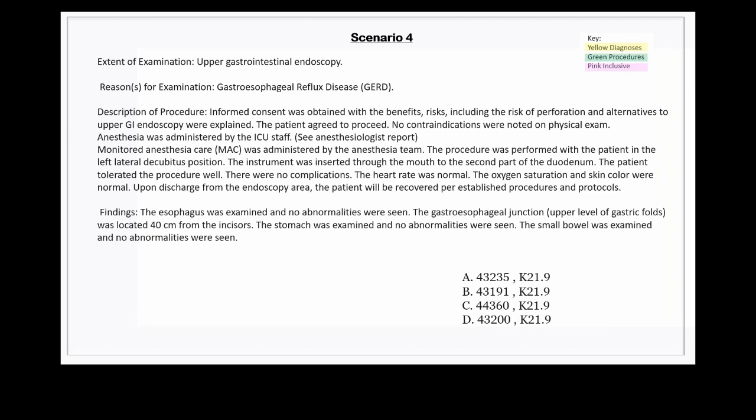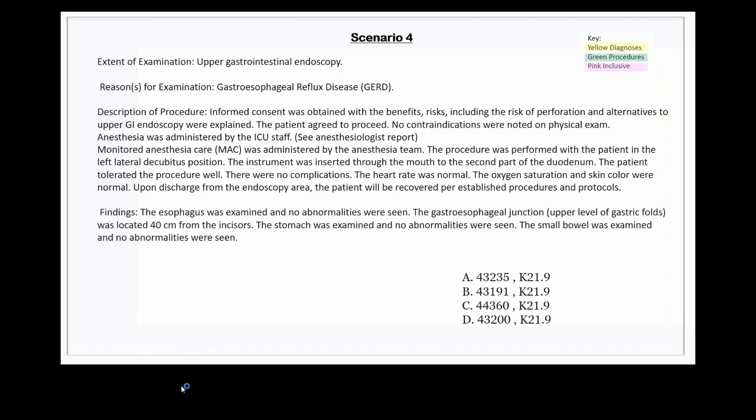Description of procedure, informed consent was obtained with the benefits, risks, including the risk of perforation, and alternatives to upper GI endoscopy explained. The patient agreed to proceed. No contraindications were noted on physical exam. Anesthesia was administered by the ICU staff. See anesthesiologist report. Monitored anesthesia care, MAC, was administered by the anesthesia team.